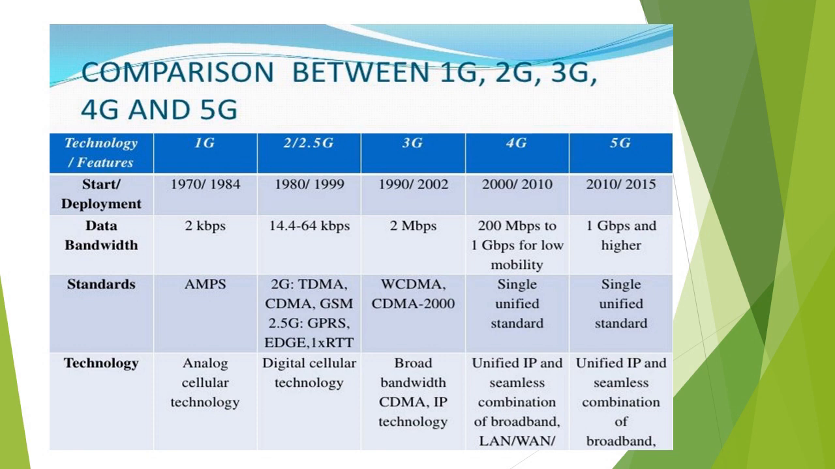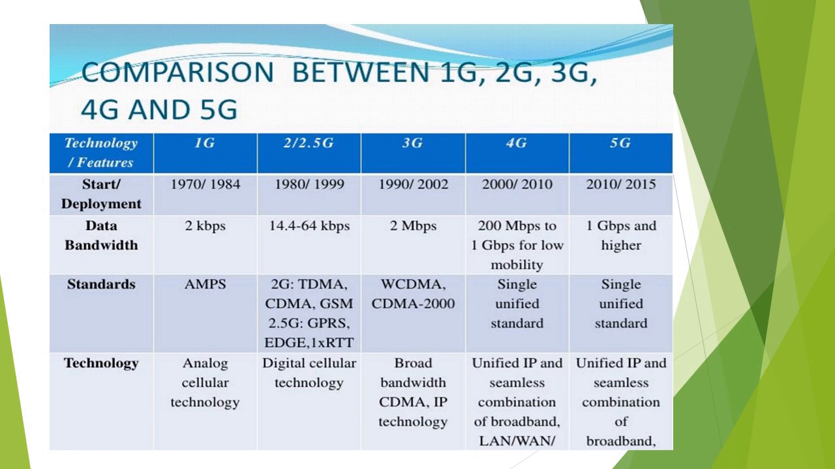And the 2G system requires 14.4 to 64 kbps, and it follows technologies called TDMA, time division multiple access, CDMA, code division multiple access, and GSM, global system for mobile communication, as well as GPRS, general packet radio system network, followed by digital cellular communication technology. 3G uses 2 Mbps bandwidth, and it uses the wireless CDMA technique as well as CDMA 2000 technology, which has the advantage of providing broadband bandwidth, CDMA and internet packet technology.